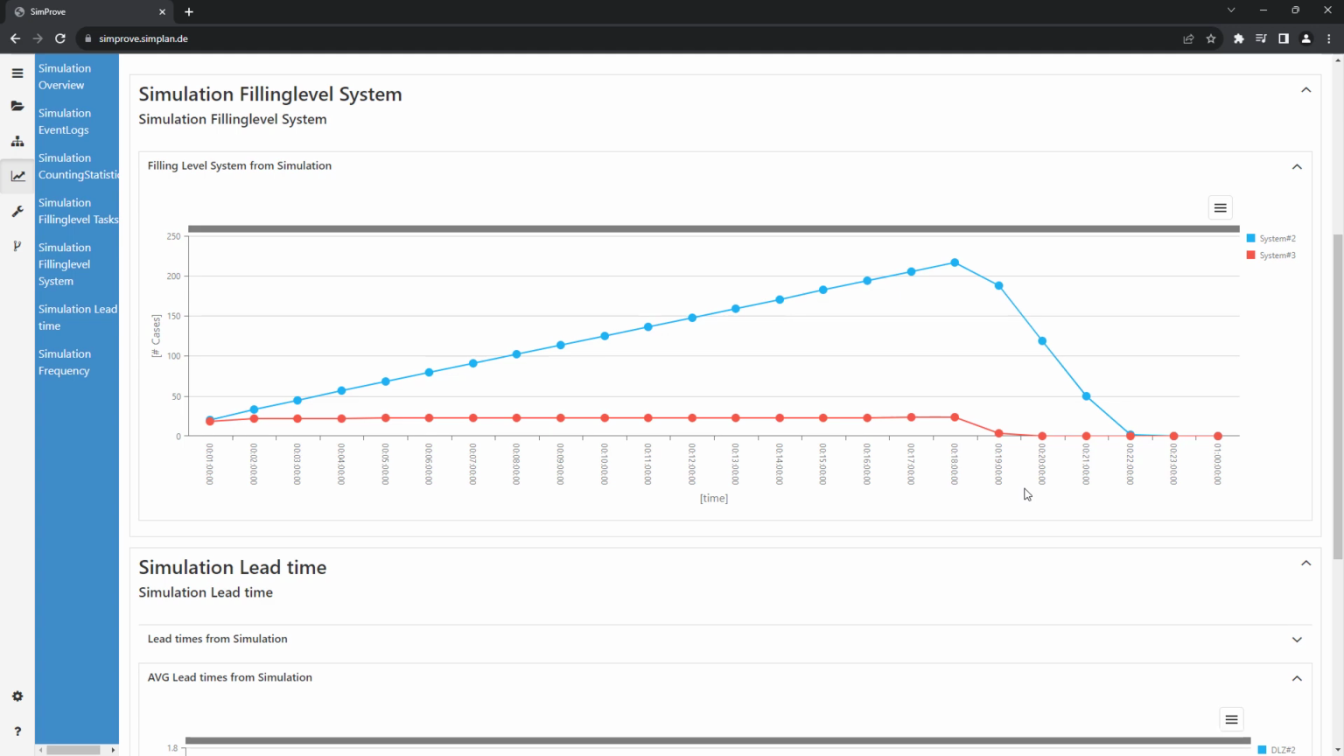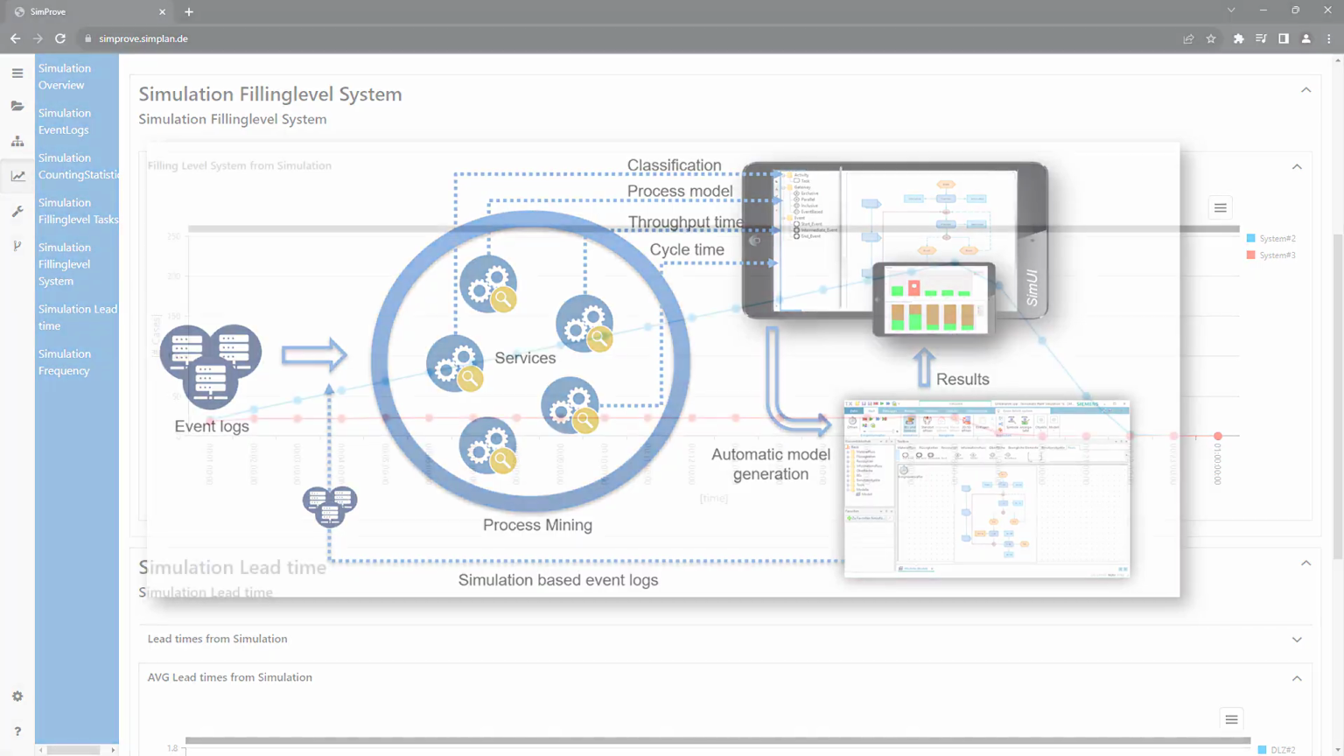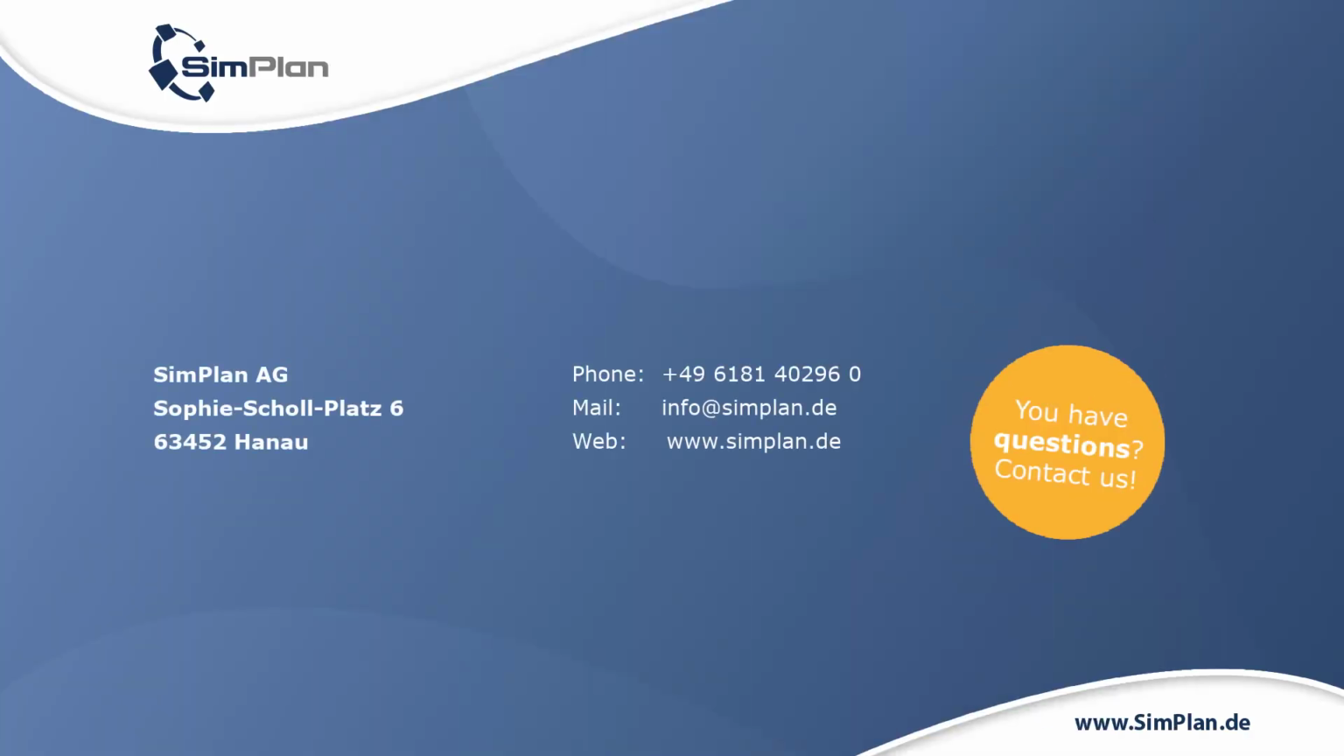These target-actual comparisons are made possible thanks to the simulation-based event logs. This closes the circle described, and process mining can also be used for alternative process variants in the sense of a scenario assessment with the help of simulation.